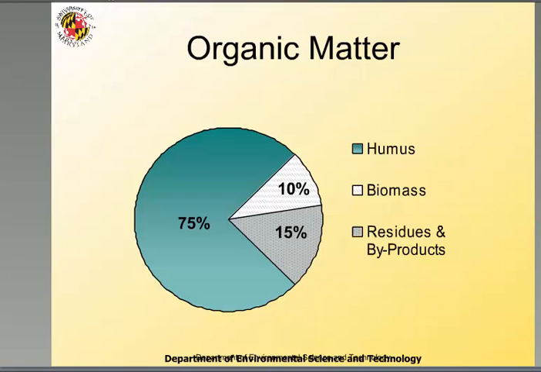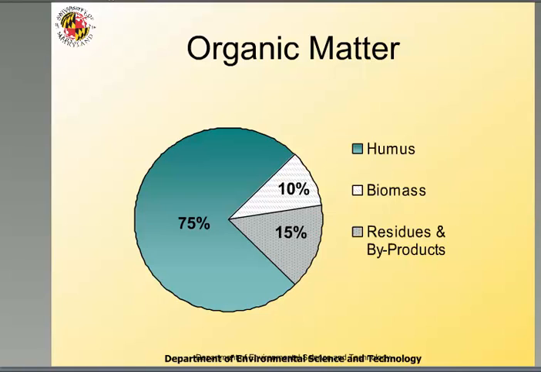Biomass, this is everything that's alive in soil, makes up about 10% of the organic matter. And the rest is residues and byproducts, stuff you can see. If you looked under a microscope, you could identify what it is, or you could do a chemical analysis and find that it's a fairly simple material. Okay? So unlike particle size, which is the discriminator for mineral components in soil, organic matter is quite different.